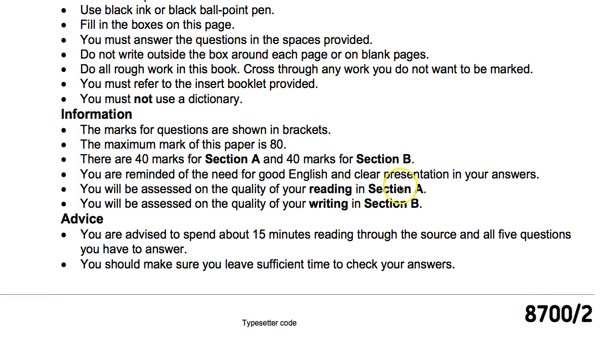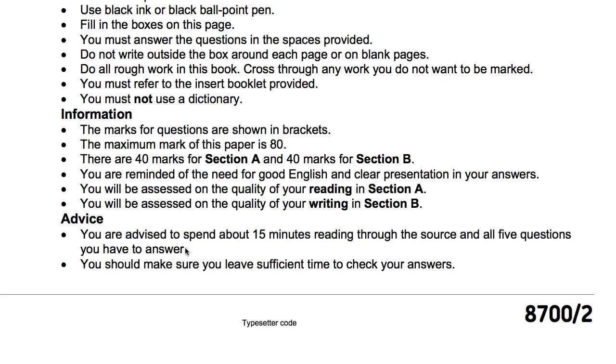Okay, well, section A is the reading section where you have to read those two texts, and section B is simply one written question. The advice you're given is, if I may say so, stupid advice. You're advised to spend about 15 minutes reading through the source and all 5 questions you have to answer. Well, the reason that's stupid is you only get marks for what you write in the exam, not for the 15 minutes you spend reading. So that's very stupid advice indeed.